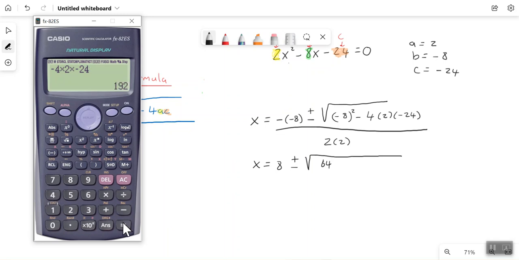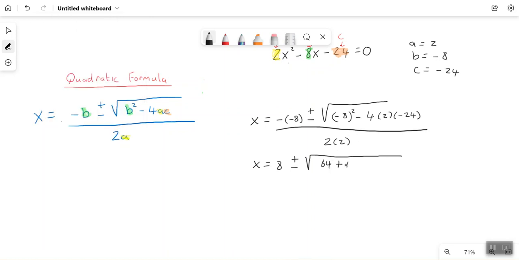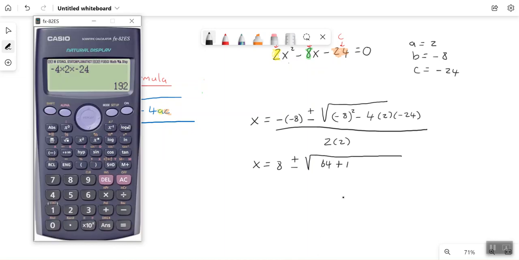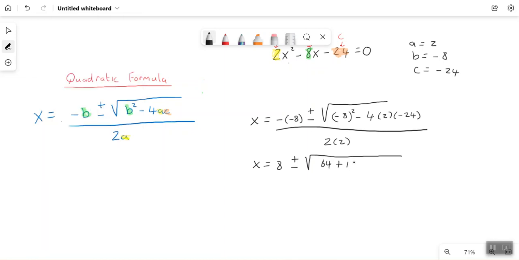Okay, what will that give us? That'll give us plus 192. So that's going to be positive, plus 192, all over 2 by 2, which is 4. Okay, so it looks something like that. And then we can simplify that some more.